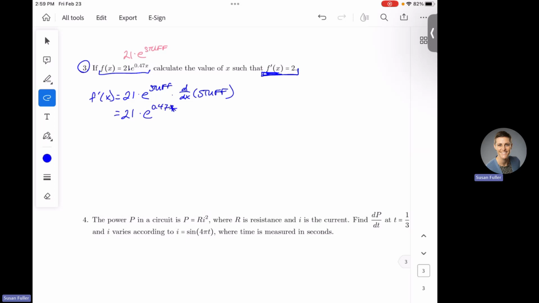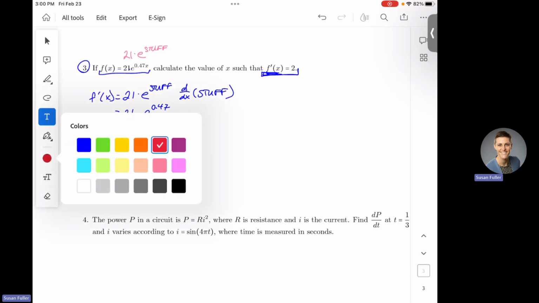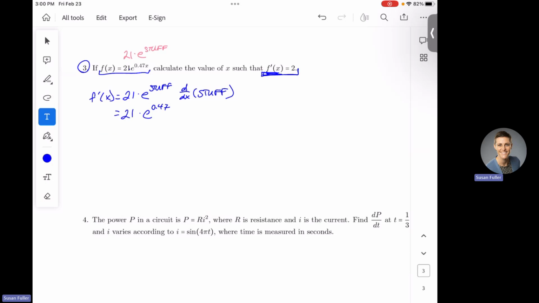Oops, that's an x. Sorry. Let me try that again. There we go. Okay, 0.47x. That's better. And then we're going to multiply by the derivative of 0.47x, which is just 0.47.